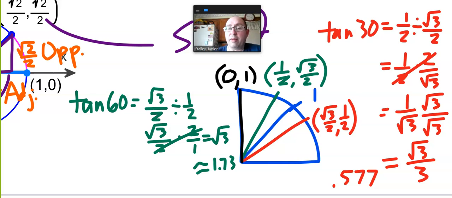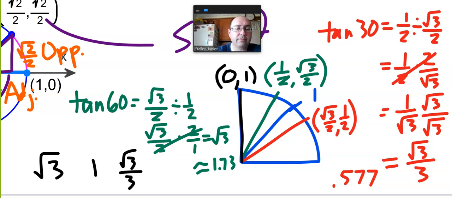So, these are the popular slopes. We've got radical 3, 1 and radical 3 over 3. Those will come up time and time again. You're going to do a lot of this. I mean a lot of it when you get to trig next year.